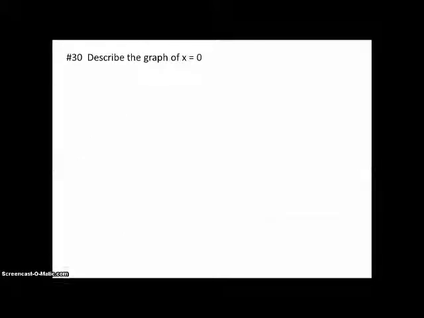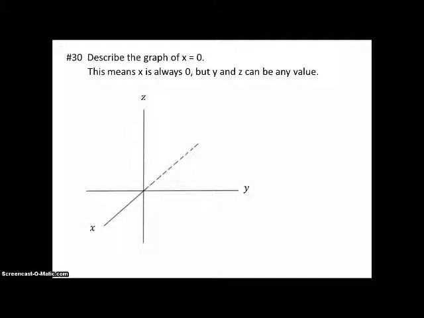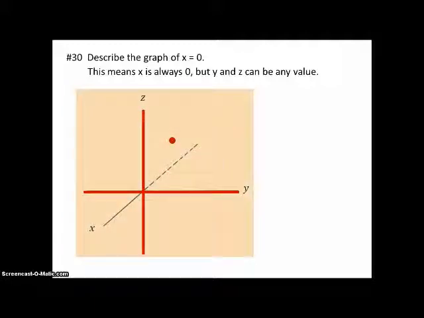Number 30, describe the graph of x equals 0. Well, what does this mean? This means x is always 0, but y and z can be any value. So in 3 dimensions, that is not a line. Y can be anything, and z can be anything. So any point on the yz plane is part of this graph. And so basically we just get the whole plane. The graph of x equals 0 is the yz plane in 3 dimensions.